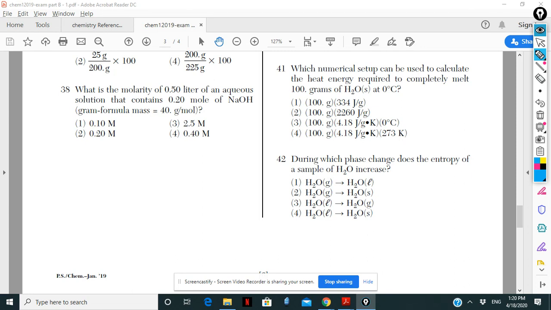And now I'm going to check the answers. Gas to liquid? No, that decreases the entropy. Gas to solid, that decreases the entropy. Liquid to gas, that increases the entropy. Liquid to solid, that decreases the entropy. So the answer should be number 3.